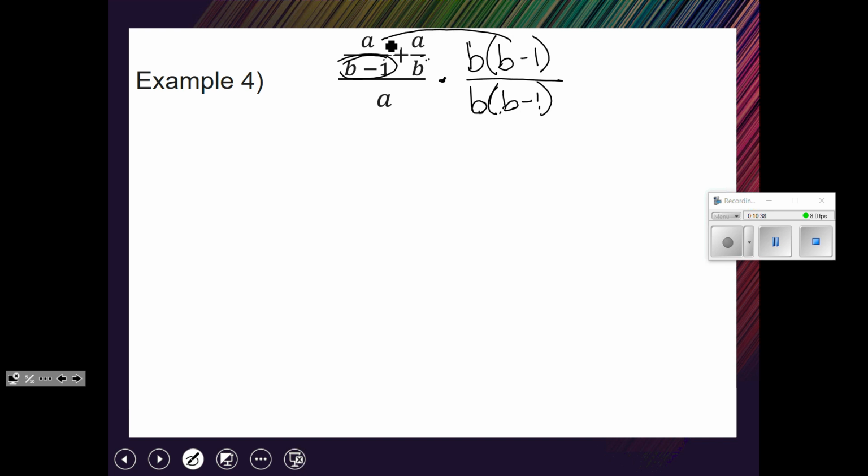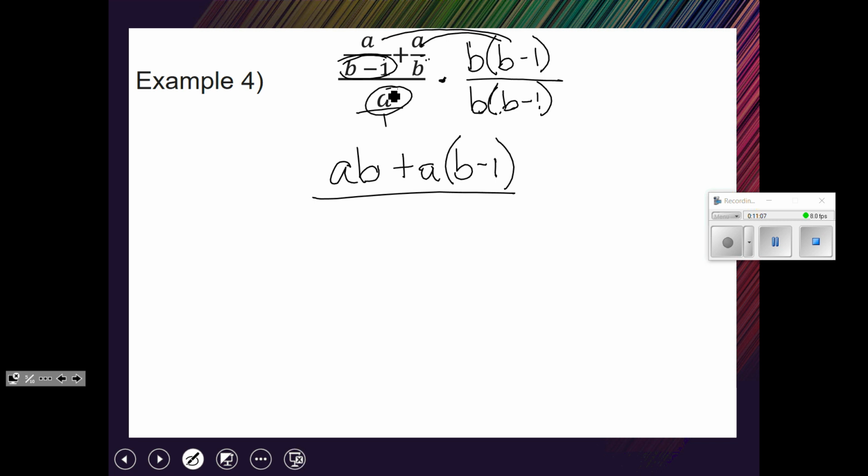All right, so when I times it to the first one, the b minus 1s are going to cancel, and so I'm just left with a times b, which would be ab. Okay, on the second one, the b's are going to cancel, so I'm going to be left with a times b minus 1. And I'll distribute that in just a second. In the denominator, this is over 1, so nothing's going to cancel. So really, you can just times a times b, which would just be ab times b minus 1.